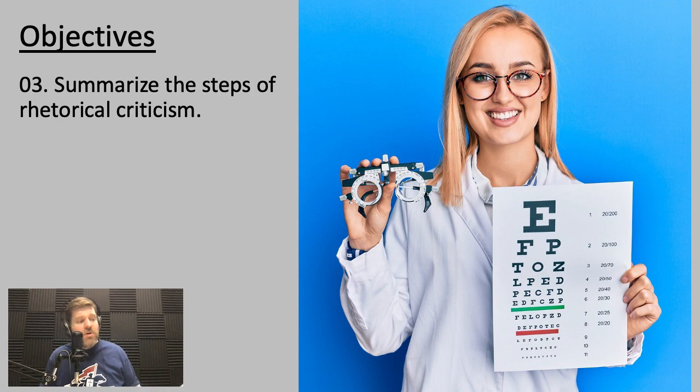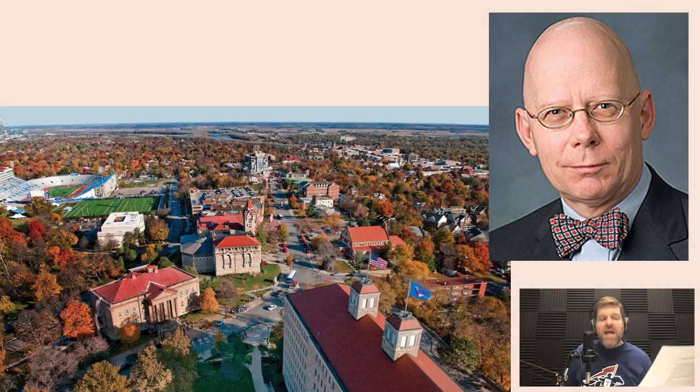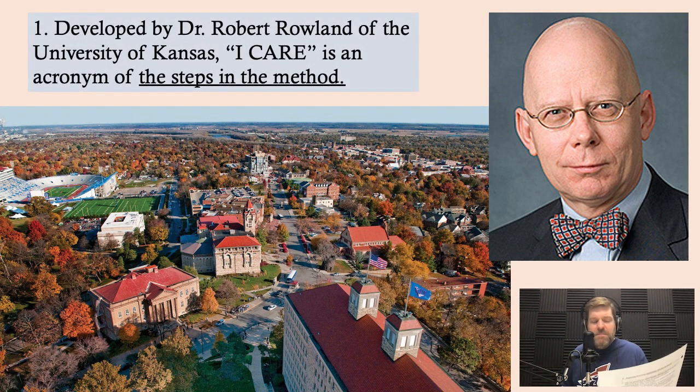Let's begin in Roman numeral number 3. This class uses the I.C.A.R.E method to analyze rhetoric for our rhetorical criticism, and it was developed by the illustrious Dr. Robert Rowland of the University of Kansas. I actually took a class. I took something very similar to this class when I was a student at University of Kansas many years ago from Dr. Rowland. It was awesome. Since then, he's developed this method known as the I.C.A.R.E method, and it's actually an acronym that stands for the Individual, Choice, Analysis, Research, and Evaluation.